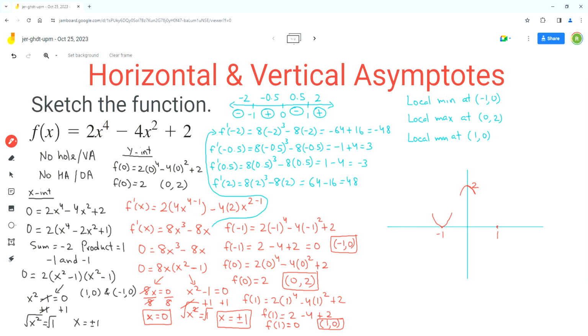Now at the next local minimum, the function should be decreasing from left to right on the left side of 1. So it should be like this. And on the right side of 1, the function should be increasing from left to right, sloping upwards. And now we can join these parts. So on the left side, go like this, then like this, then like this, and then it will continue like this. So this should be the sketch of this function.